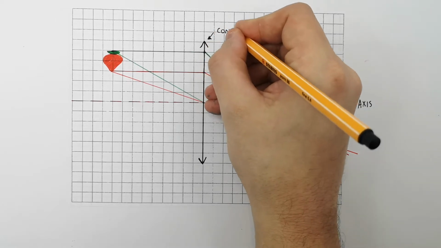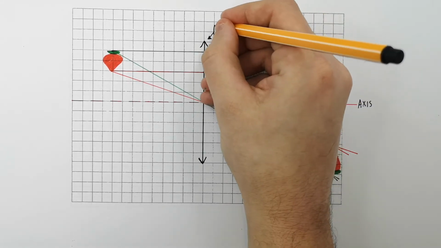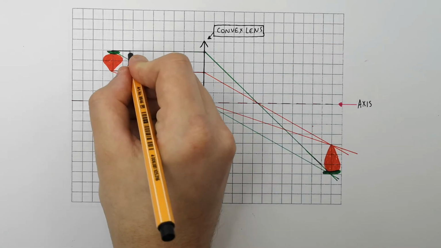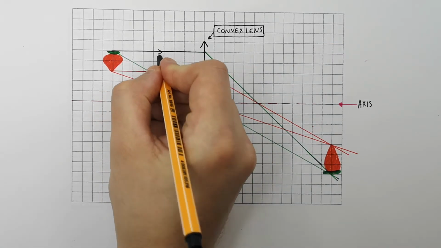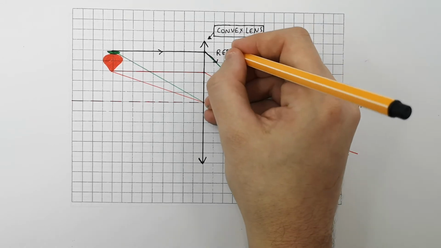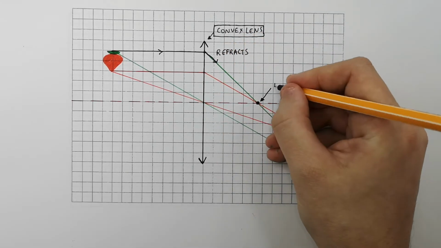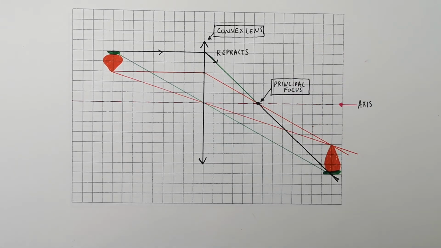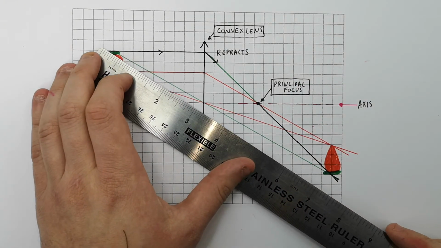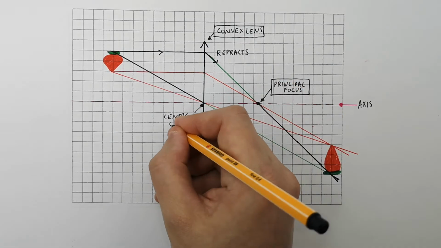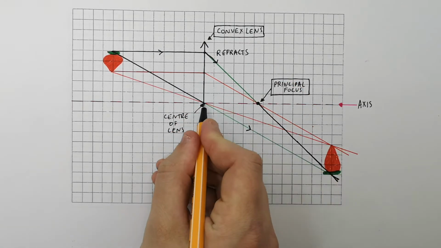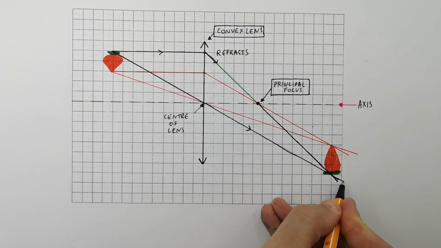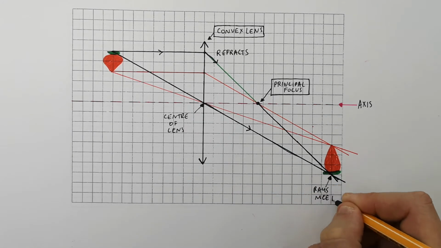So this here is the convex lens, represented by two arrows pointing away from the axis. This incident ray travels parallel to the axis, then refracts through the convex lens through the principal focus. And this incident ray from the top of the object is going to travel through the center of the lens. It will continue straight on and converge with the other light ray, and this is where they meet.